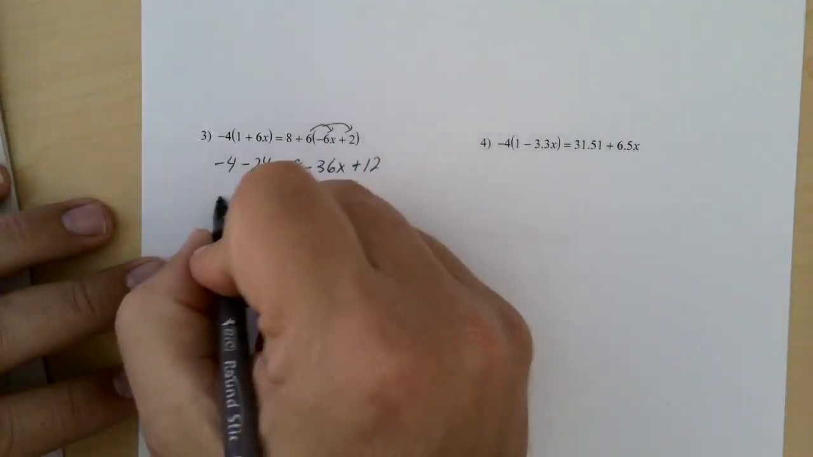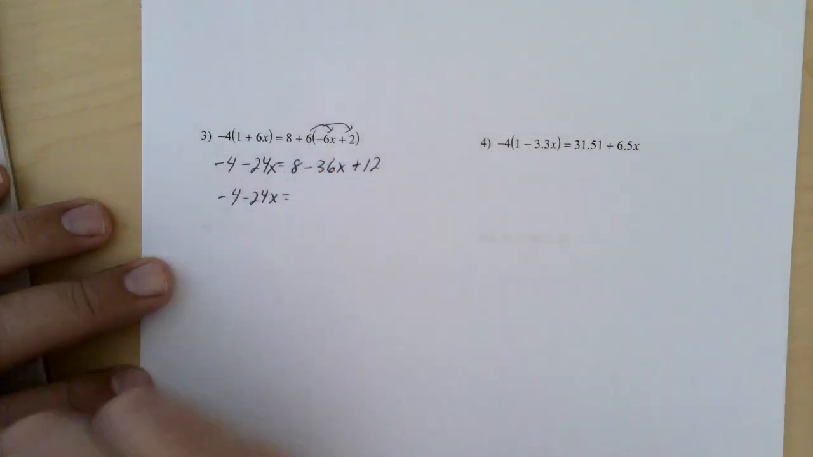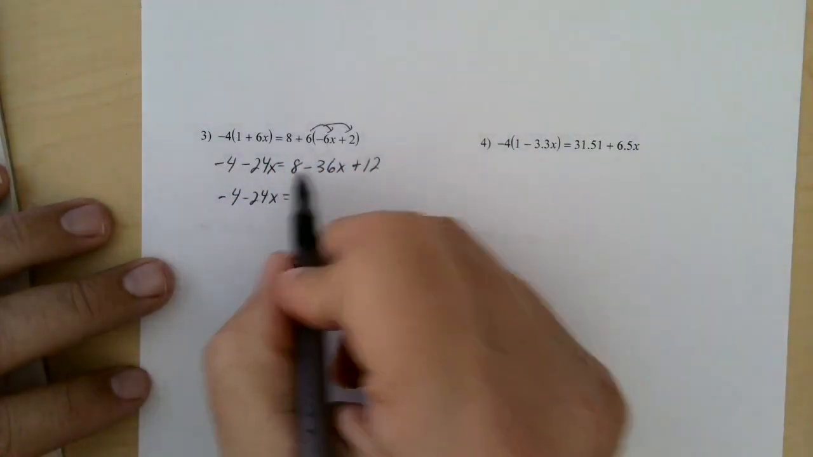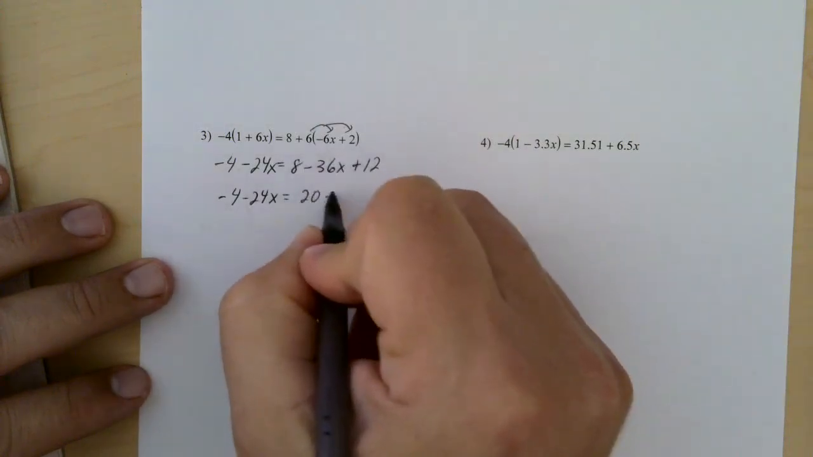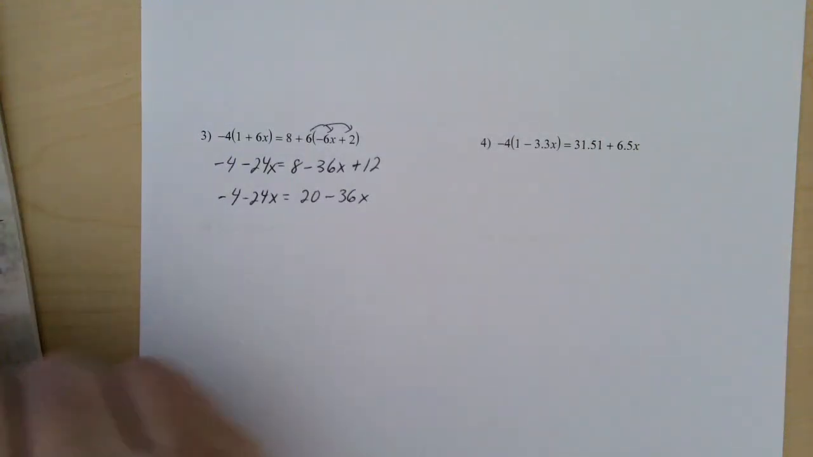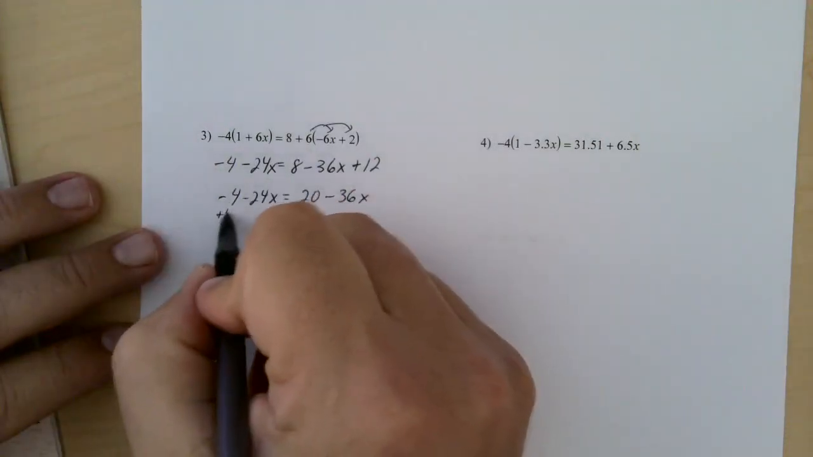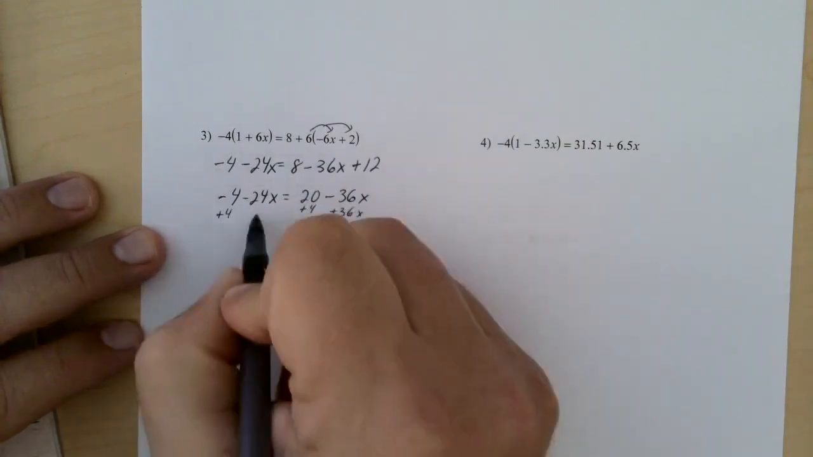Okay, so this can't be simplified. I'm just going to rewrite the left-hand side. It's already simplified, but then over here, 8 plus 12 is 20. So I have 20 minus 36, and what I'm going to do is add a 4, and I'm going to add the 36x to the other side.